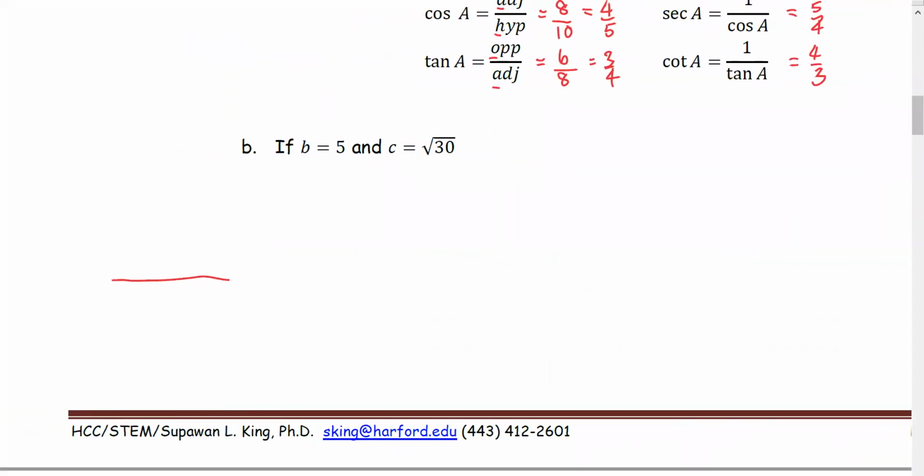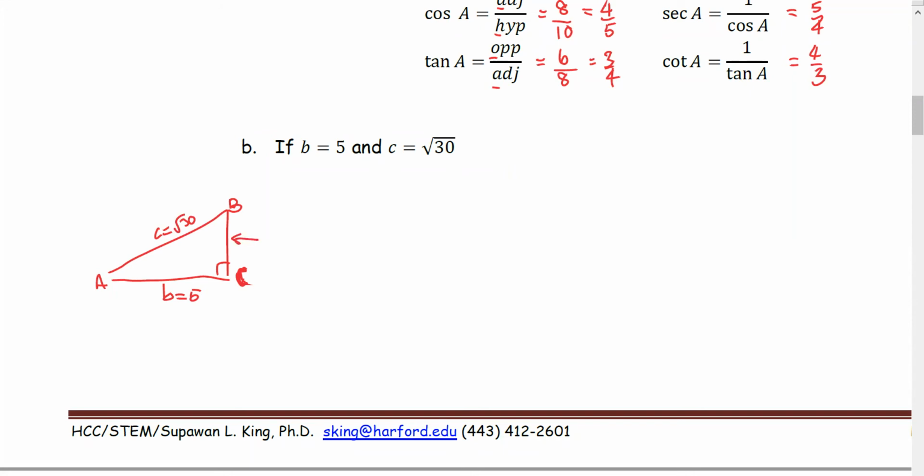Draw the right triangle diagram ABC, where C is the right angle. The side b, which is opposite to angle B, is 5. The side c, which is the hypotenuse, is square root 30. We are going to find the 6 trigonometric functions.